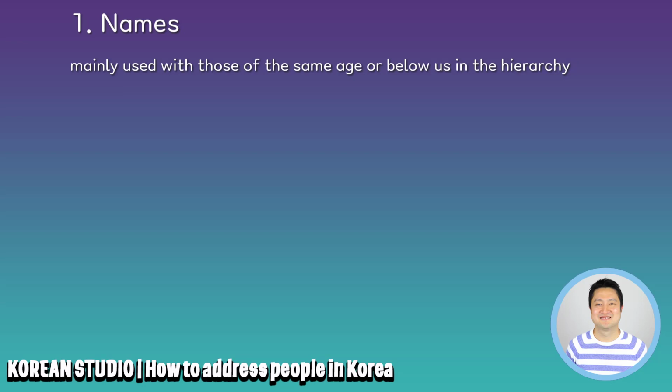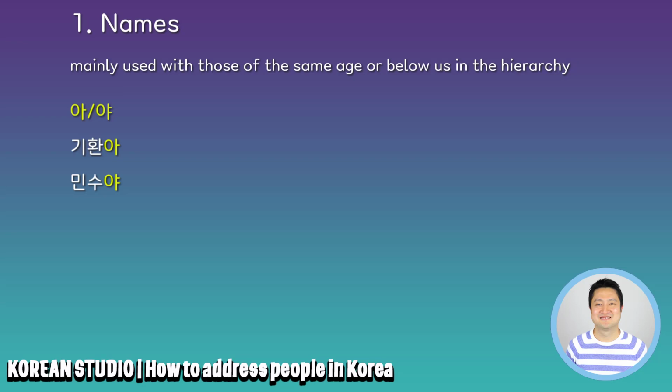When we do address people by their names, we have to add the syllables 아 or 야, depending on whether the name ends in 받침 or not. If a name ends in 받침, we add 아. But if a name doesn't end in 받침, then we add 야. So my name ends in 받침, so my parents would address me as 기완아. But if my name was 민수, then it would be 민수야.